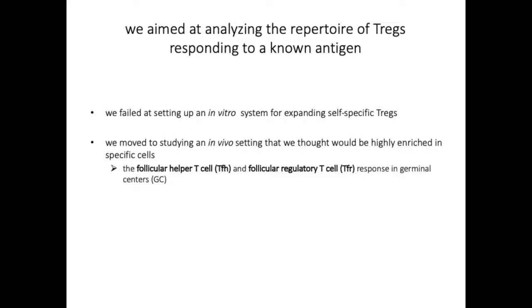And it all started first with in vitro methodologies to try to amplify cells that are specific for these peptides, and then sequencing the TCRs, but we actually failed, and I don't have to tell you why here. So we then tried to find an alternative means to explore the Treg TCR repertoire, and we reasoned that maybe doing an in vivo experiment would be more interesting and more efficient. And we turned to analyzing the TCR repertoire of T follicular helper cells and T follicular regulatory cells.